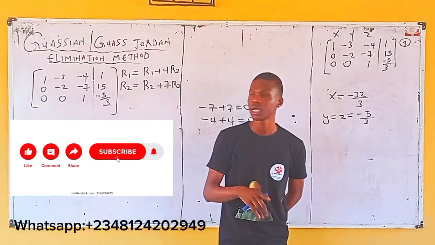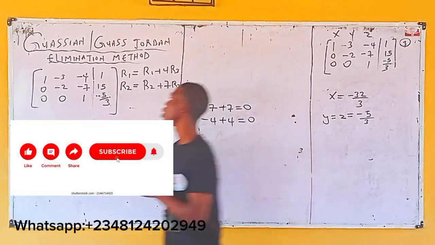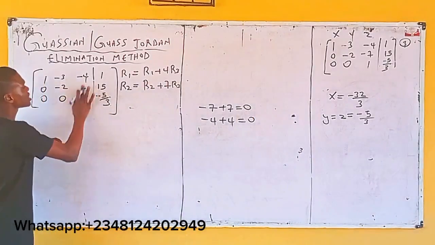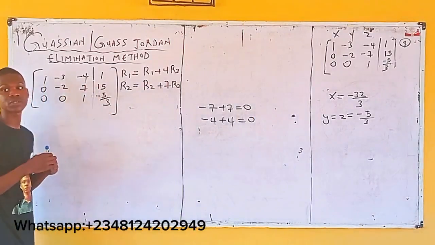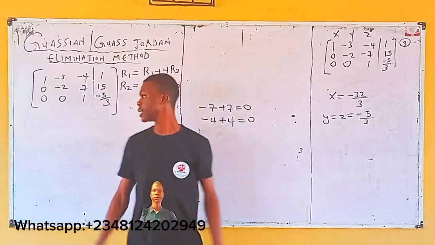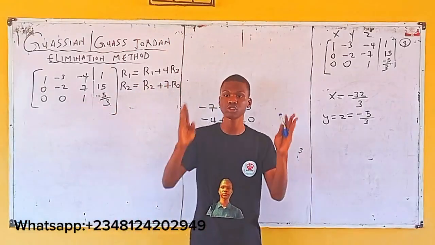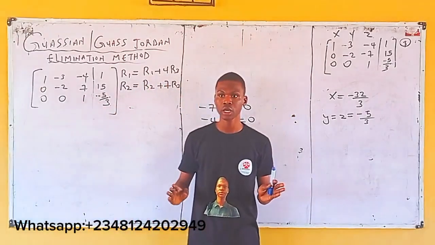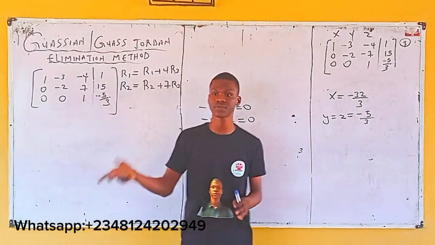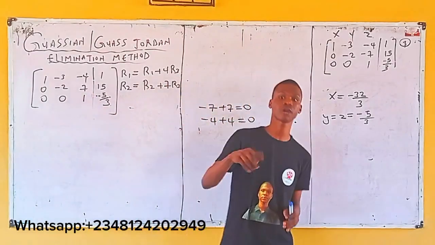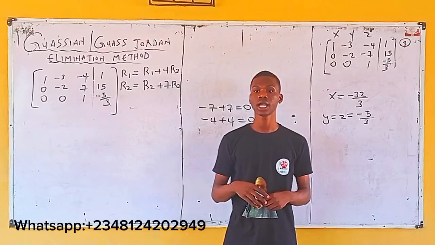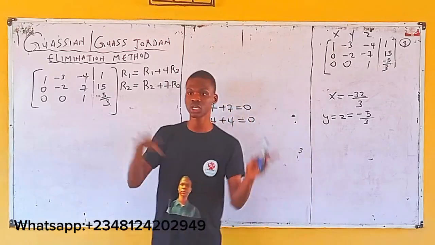Are you with me? Let me change the question. What if I have positive 7 here? I have positive 7, and the task is that I want to make this positive 7 to be 0. Are you with me? To make it to be 0, I need what? Negative 7. Meaning 7 minus 7 will give me 0. Are you getting my point?